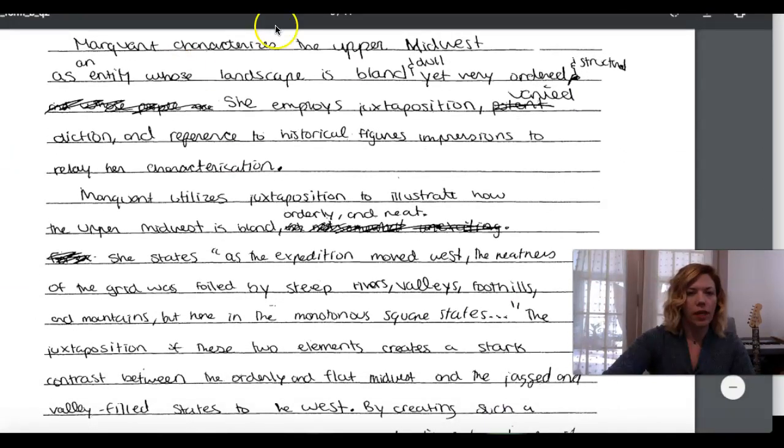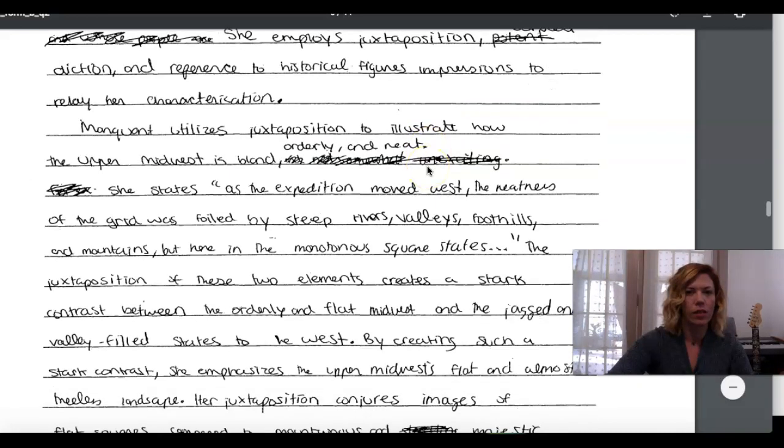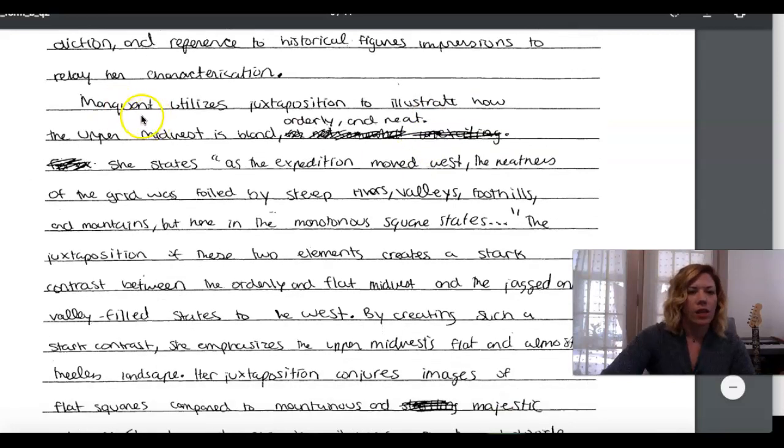So this one says, the author characterizes the Upper Midwest as an entity whose landscape is bland and dull, yet very ordered and structured. She employs juxtaposition, varied diction, and reference to historical figures' impressions, to relay her characterization. Okay, I think that says impressions. The author utilizes juxtaposition to illustrate how the Upper Midwest is bland, orderly, and neat.